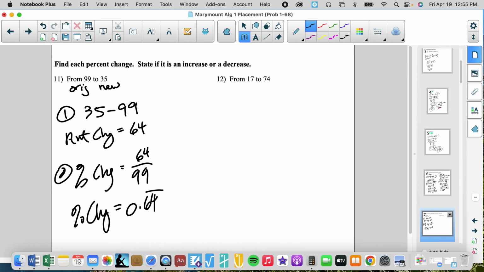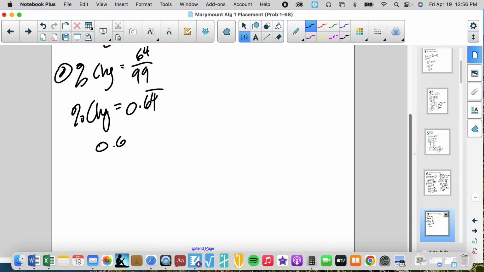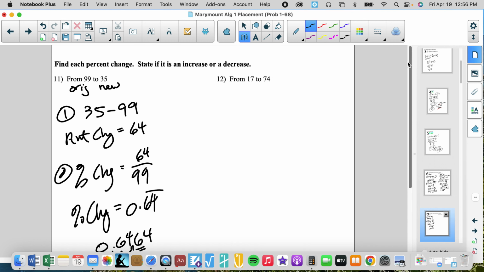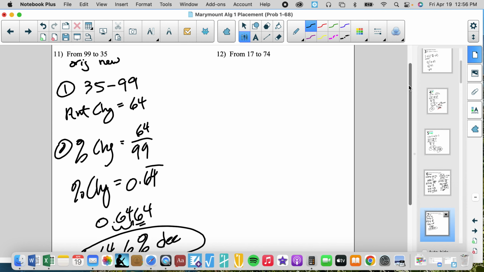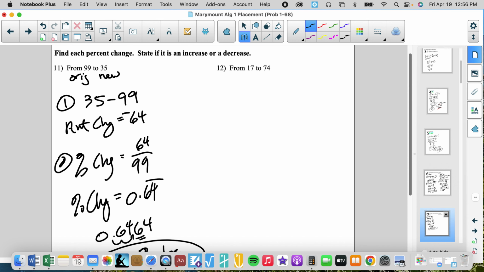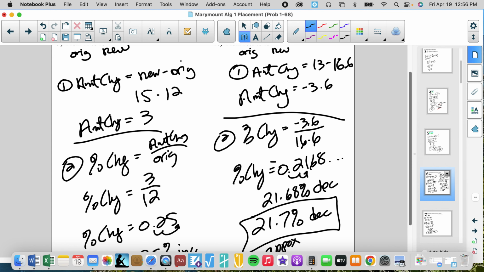0.64 repeating. So if we move that decimal 2 places, and if we're going to do this again, we're going to round to the tenths place. And are we increasing? We went from 99 to 35, so it's decreasing. The other reason is, oh, that was negative 64. I don't think I did that on the other decreasing one, sorry. Yeah, that's negative. So that decimal is actually negative.